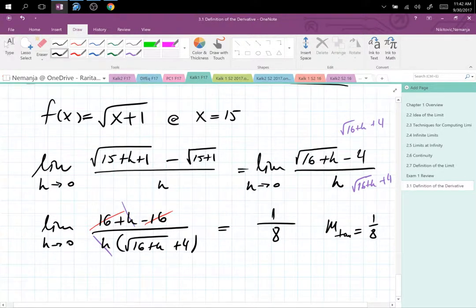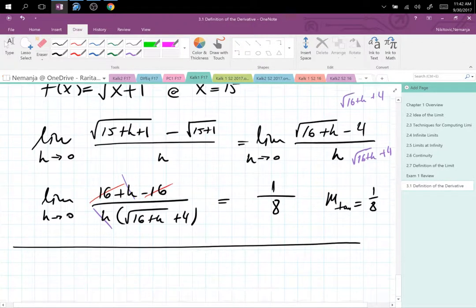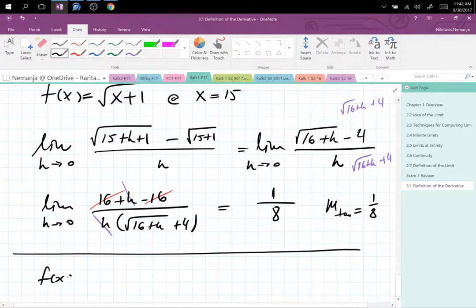And then you realize that this was not supposed to be 15. It's supposed to be 99. So you start the problem again. It says f of x equals the square root of x plus 1 at x equals 99. And we do it again.